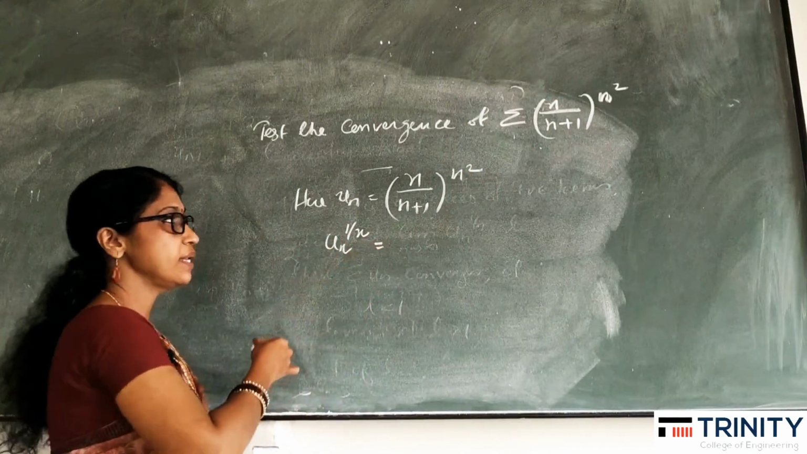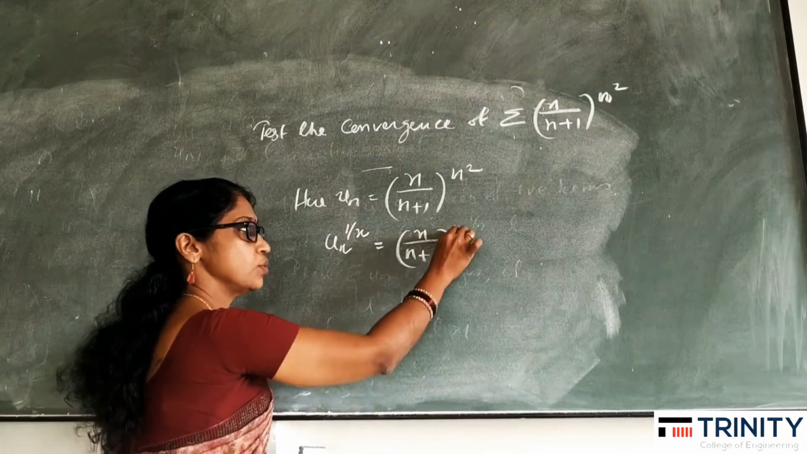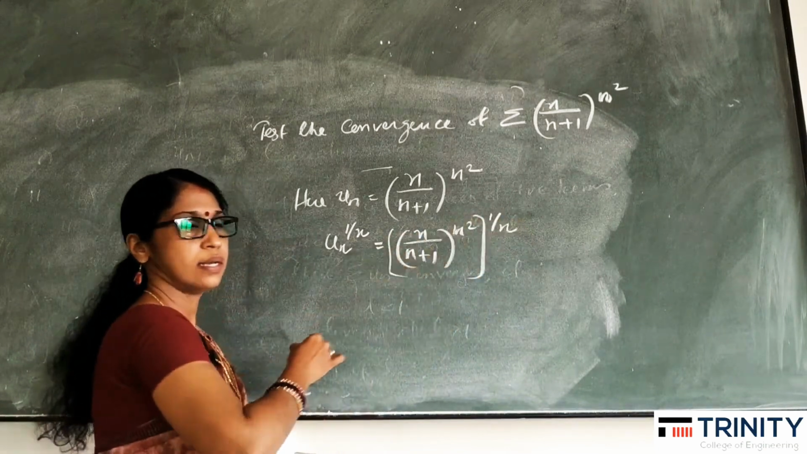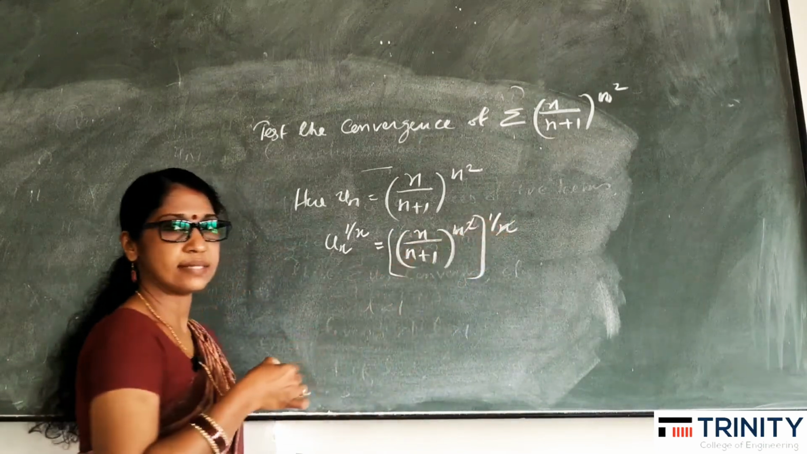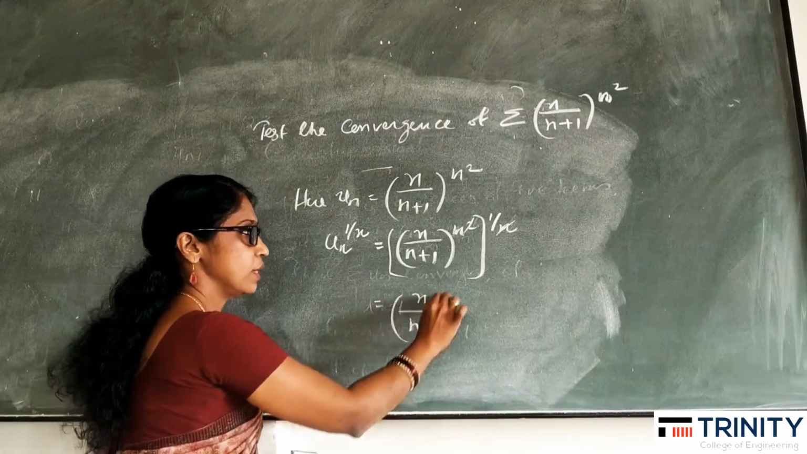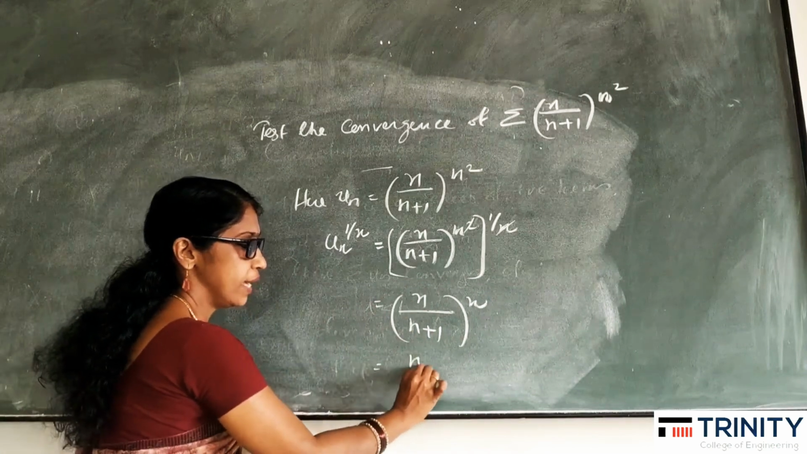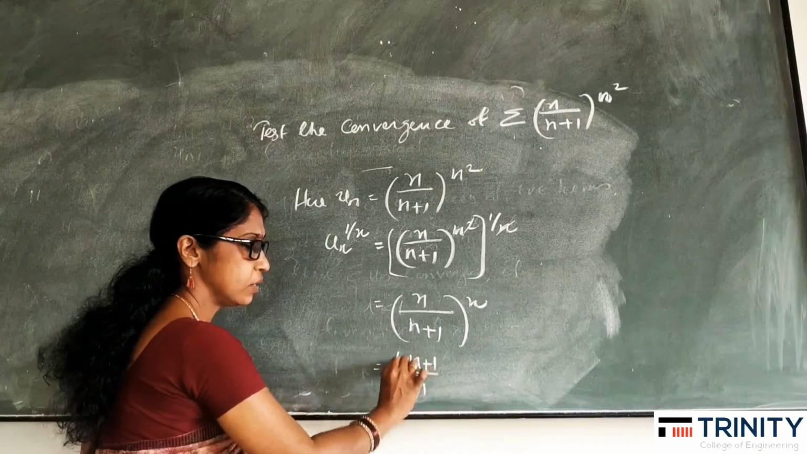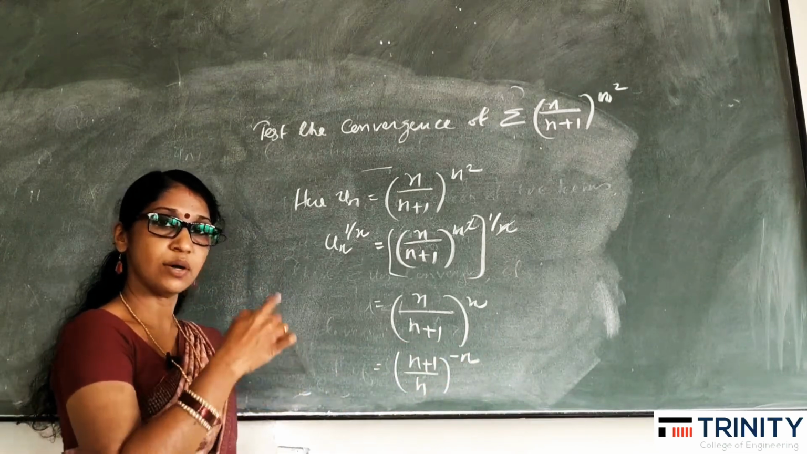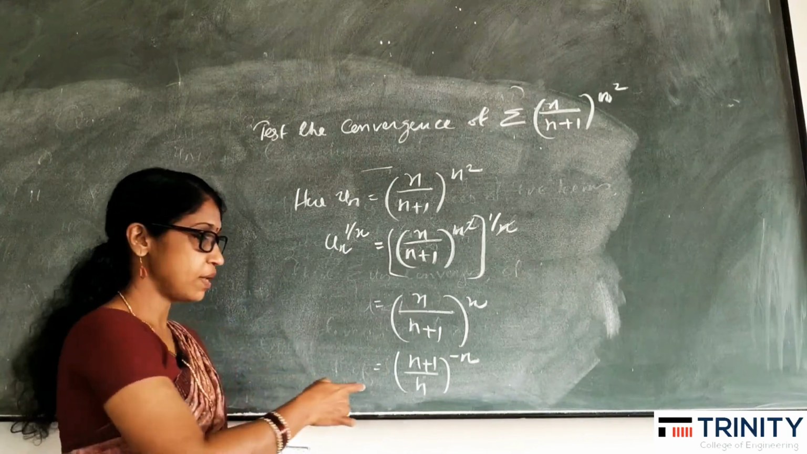Un raised to 1 by n is equal to n by n plus 1 the whole raised to n square, the whole raised to 1 by n. Here one n gets cancelled and we get n by n plus 1 the whole raised to n. This is equal to n plus 1 by n the whole raised to minus n. Taking the reciprocal, a by b the whole raised to n is equal to b by a the whole raised to minus n. That is the formula used here.